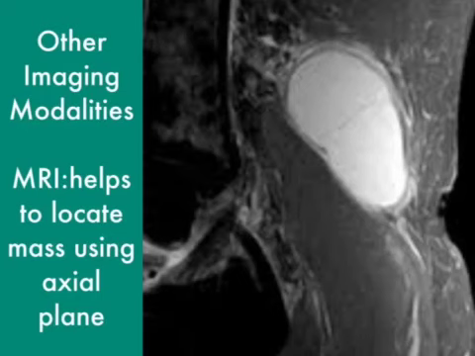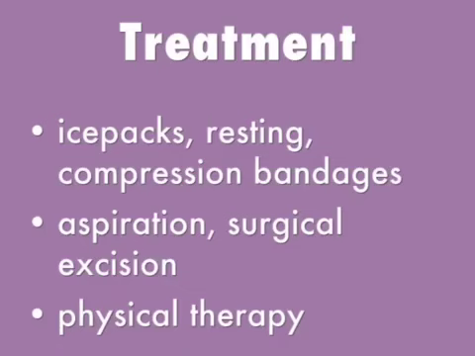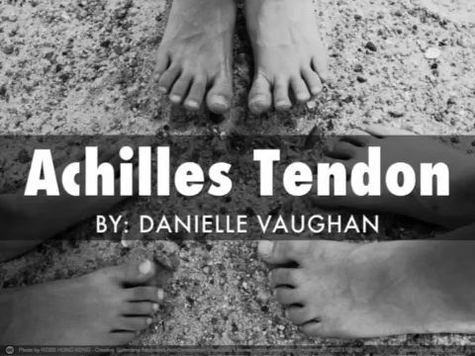MRI can help in diagnosing a Baker's cyst just to help locate the mass using the axial plane here. A Baker's cyst is commonly treated with ice packs, resting, and compression bandages, but in severe cases there will be aspiration and surgical excision, followed by physical therapy. I hope you enjoyed my presentation over Baker's cyst, and we will now be moving on to Achilles tendon and common problems associated with this tendon.